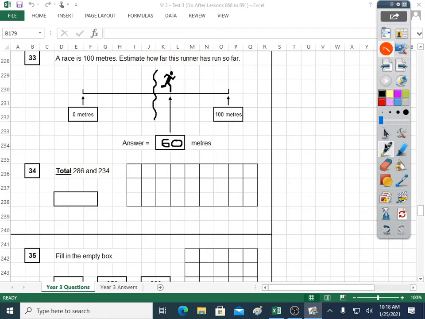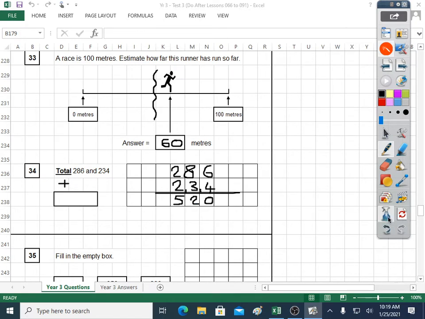Question 34, total, that means plus. Let's total these numbers, 286, 234. 6 and 4 goes nicely to make 10. 11, 12, and 520.